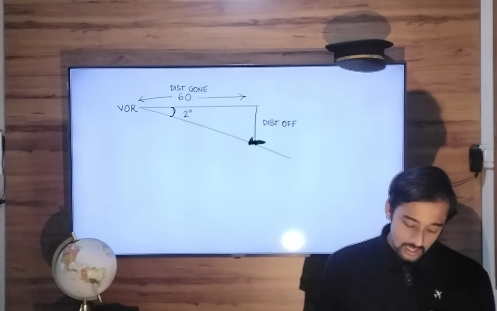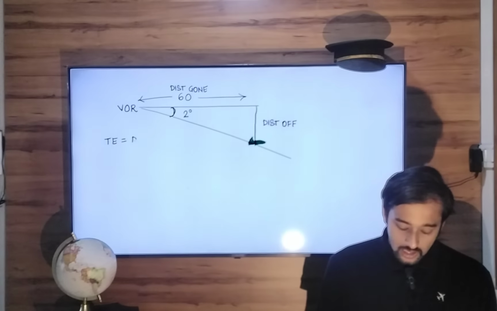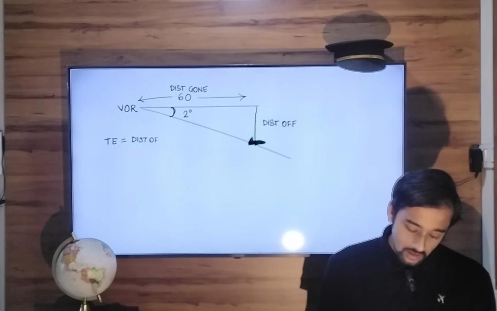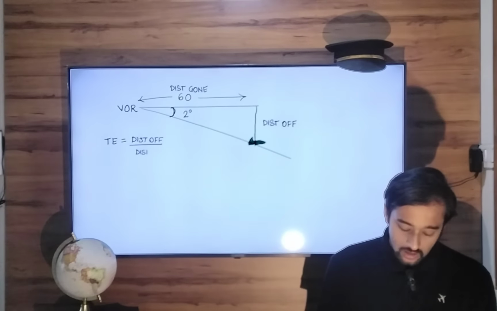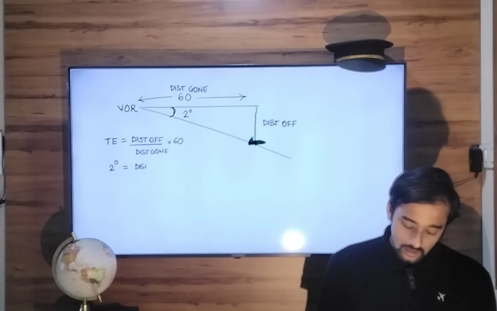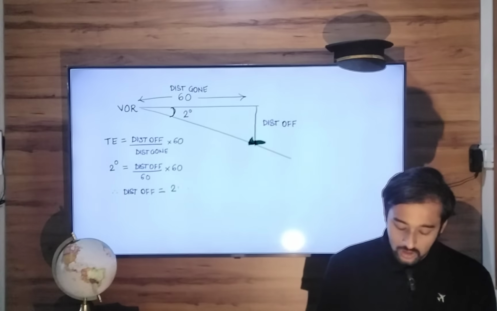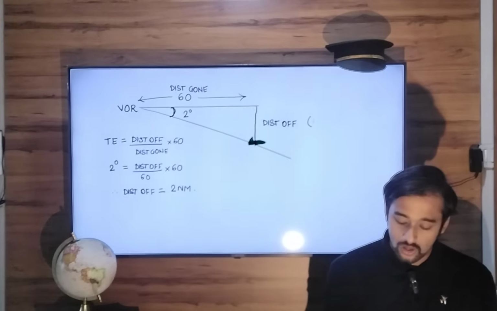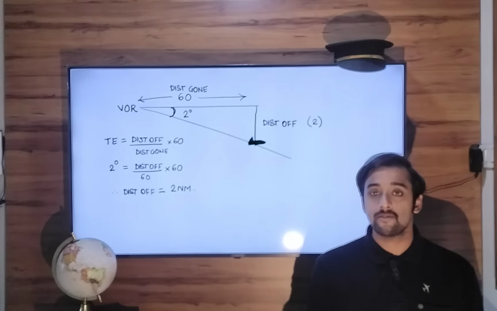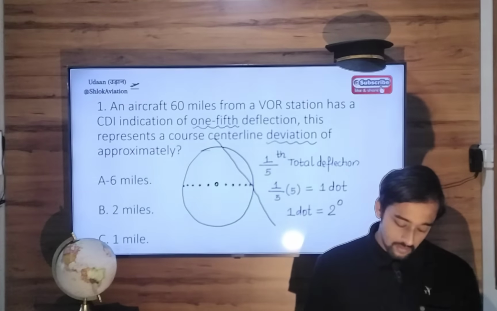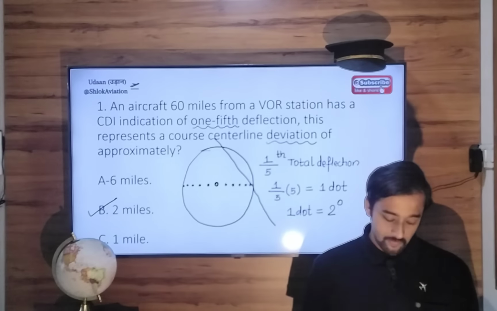So let's use the formula. Track error angle equals distance off track upon distance gone into 60. Track error is 2 degrees. Distance off track we have to find out. Distance gone is 60. Therefore, distance off track will be equal to how much? 2 nautical miles. So you have deviated from the track by 2 nautical miles. Option B is the correct option.